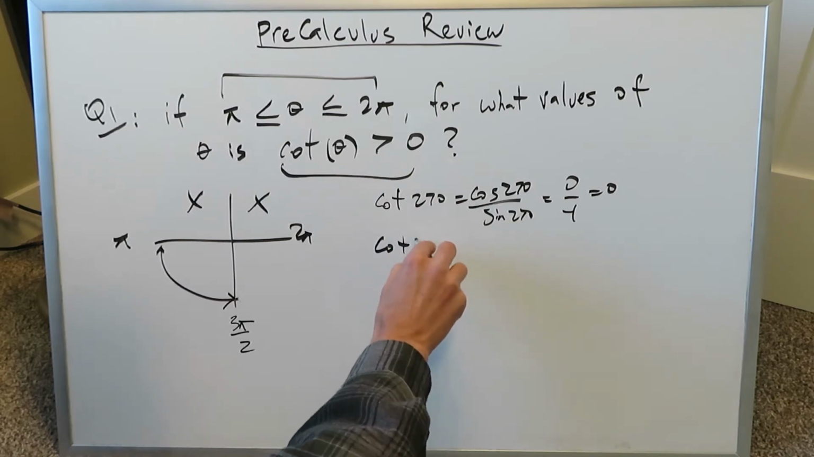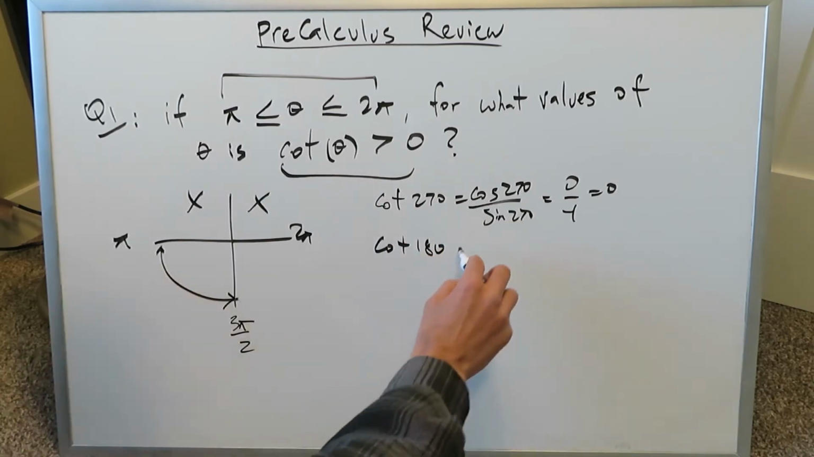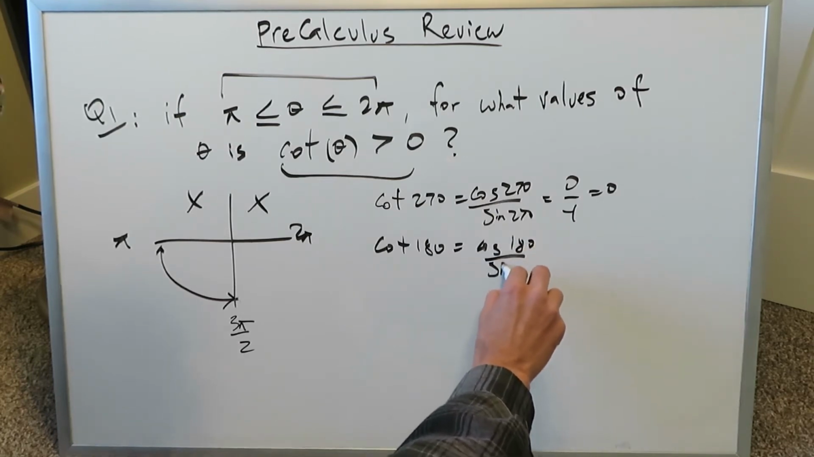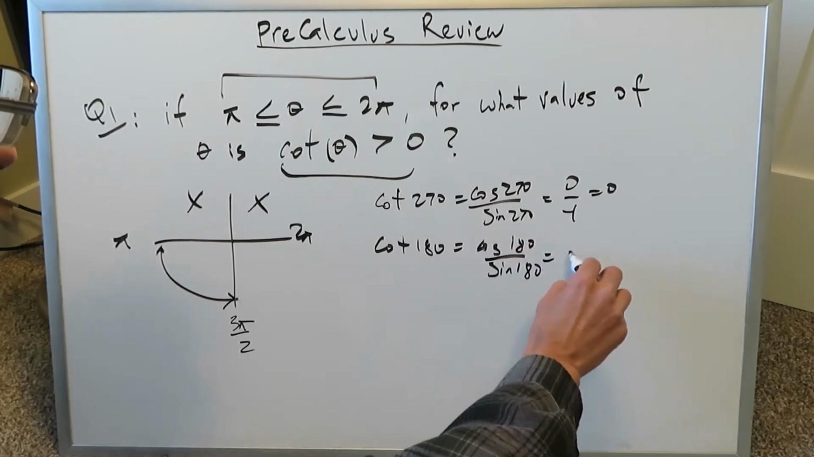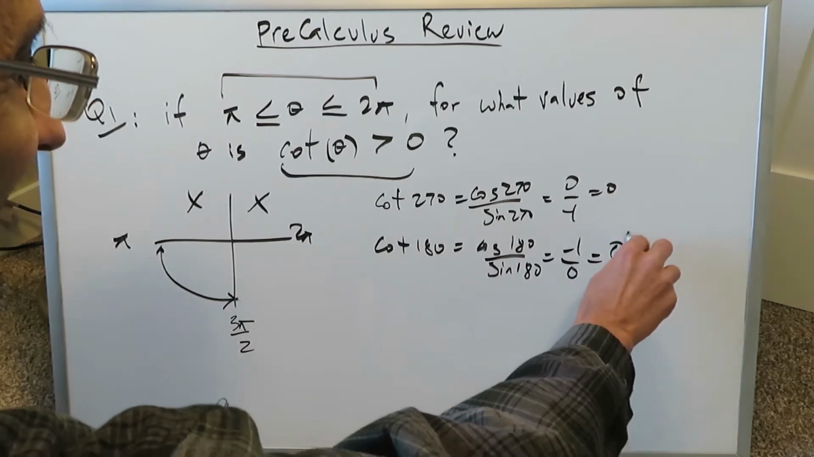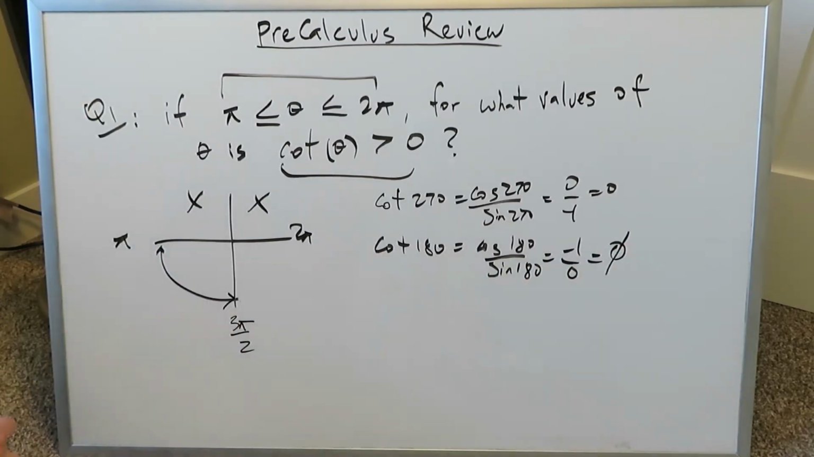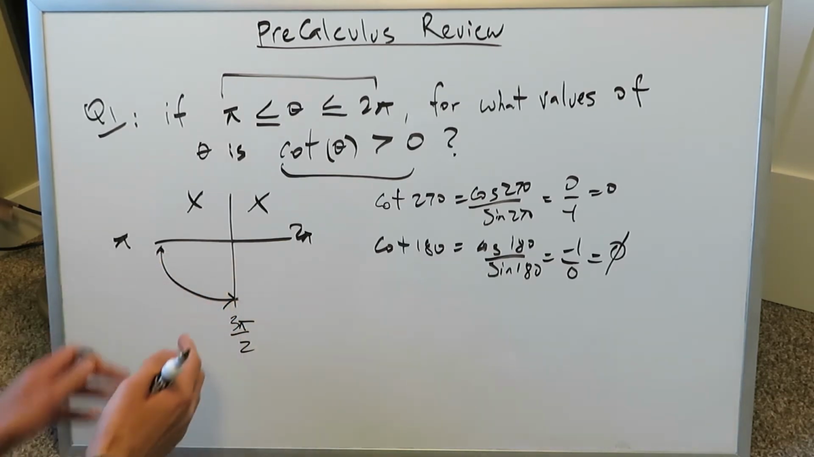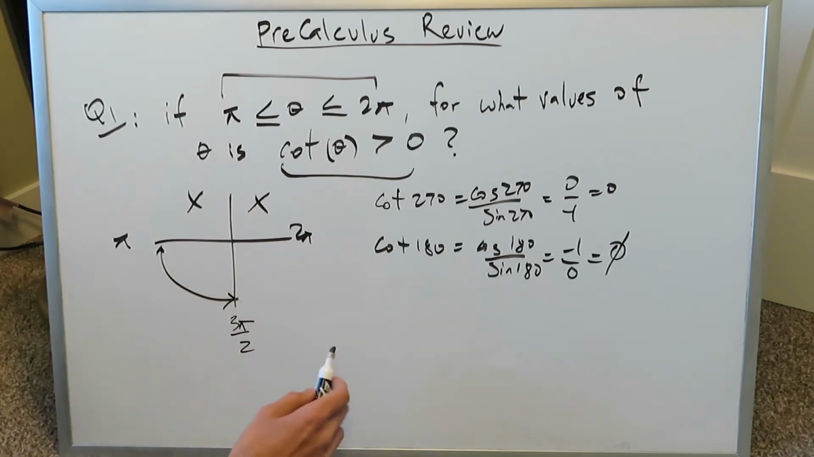If you do cotangent of 180 degrees, which is cotangent of pi, we're looking at cosine of 180 divided by sine of 180, and that's going to be a minus 1 over 0, which is undefined, so obviously 180 is out. That leaves us with only a good value in terms of the domain, anything from pi up to 3 pi over 2, but not including either, and that right there is your answer.